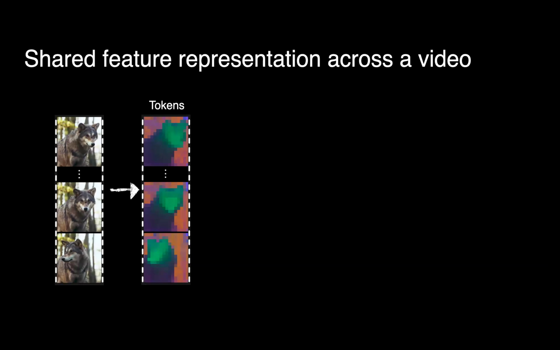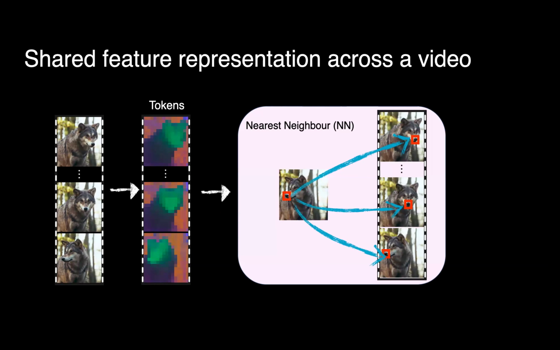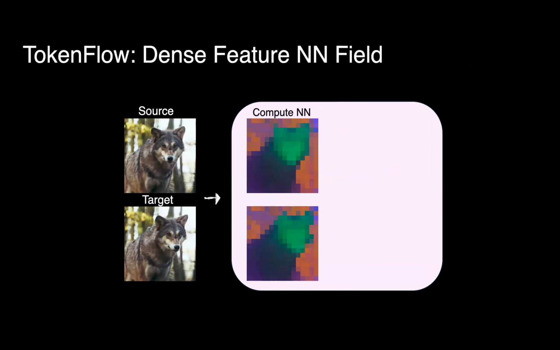And we looked at this shared representation in a finer-grain manner by looking at nearest neighbors. We can take just one token or one feature for one frame and compute its nearest neighbors in other frames. And those nearest neighbors were shown to capture these semantic and accurate correspondences across different frames. Okay, and we can compute this nearest neighbor field densely. So each feature in one frame will compute its nearest neighbor in the other frame, and that gives rise to this nearest neighbor flow field, which we named token flow.